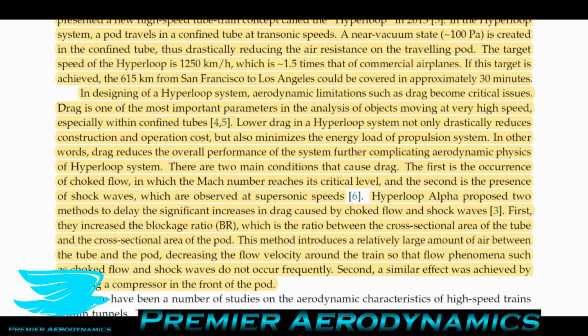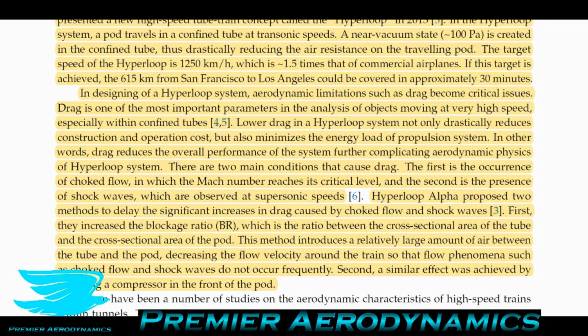In other words, drag reduces the overall performance of the system, further complicating the aerodynamic physics of the Hyperloop system. There are two main conditions that cause drag, in this particular case, I should mention. First is the occurrence of choked flow, in which the Mach number reaches its critical level, and the second is the presence of shock waves, which are observed at supersonic speeds.